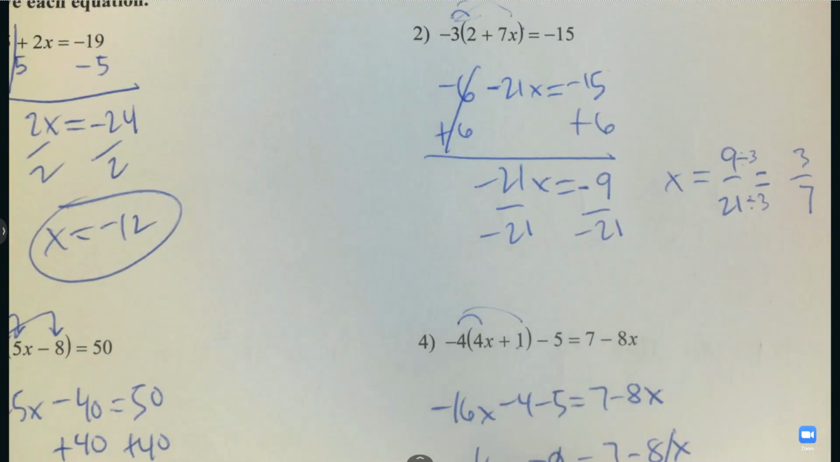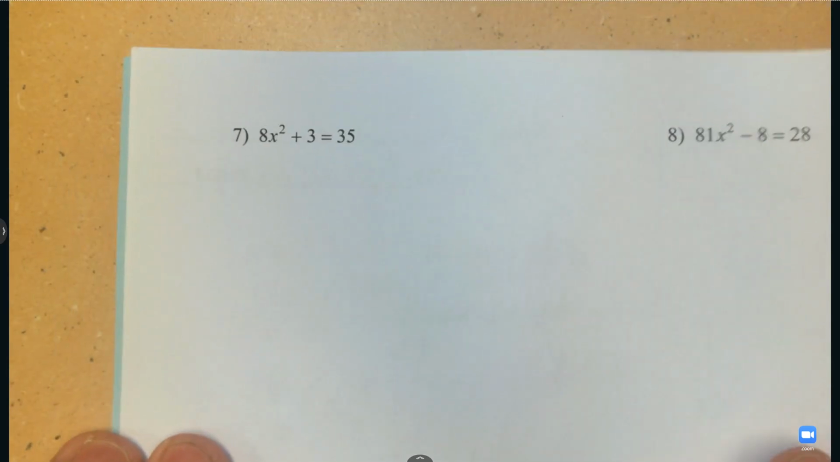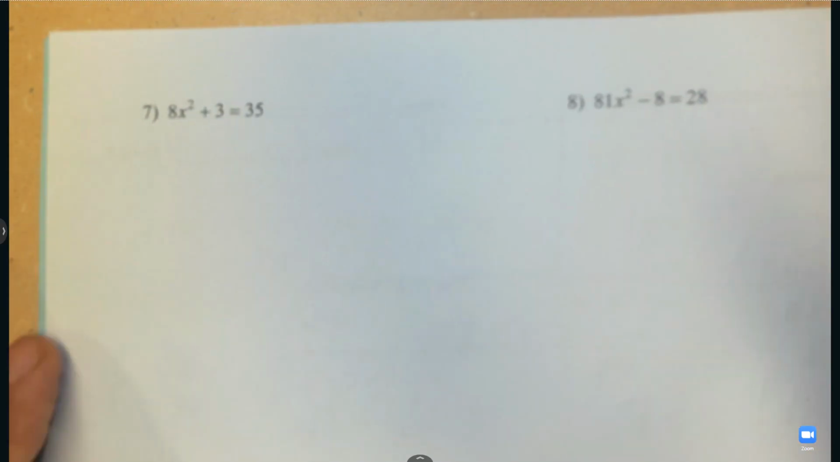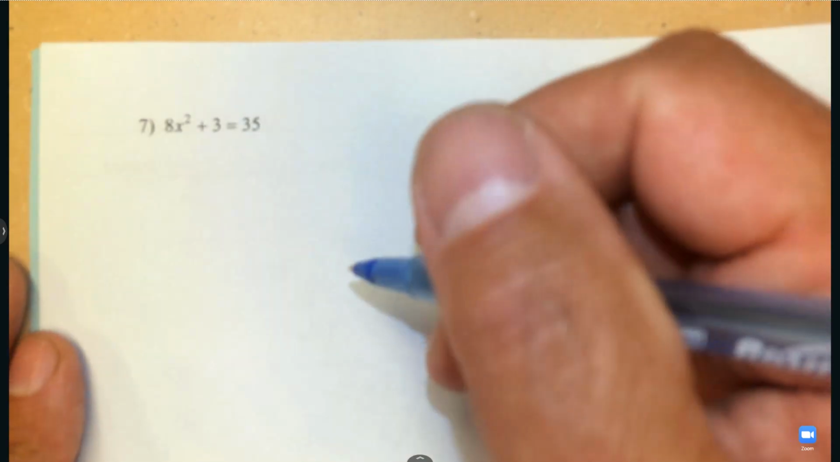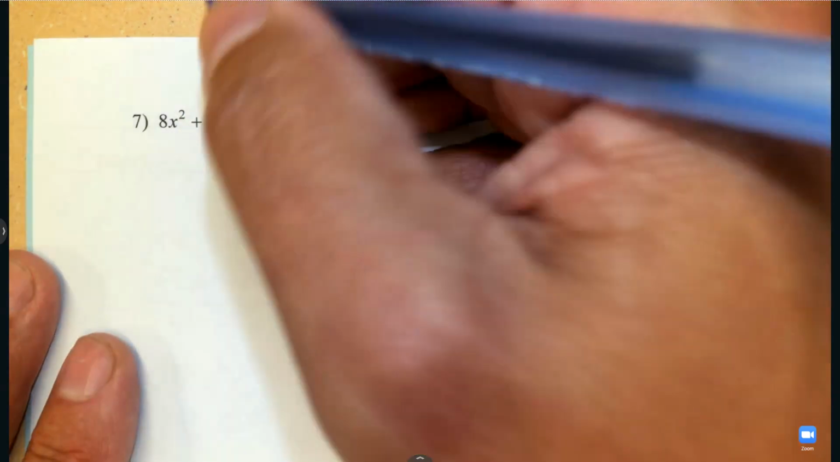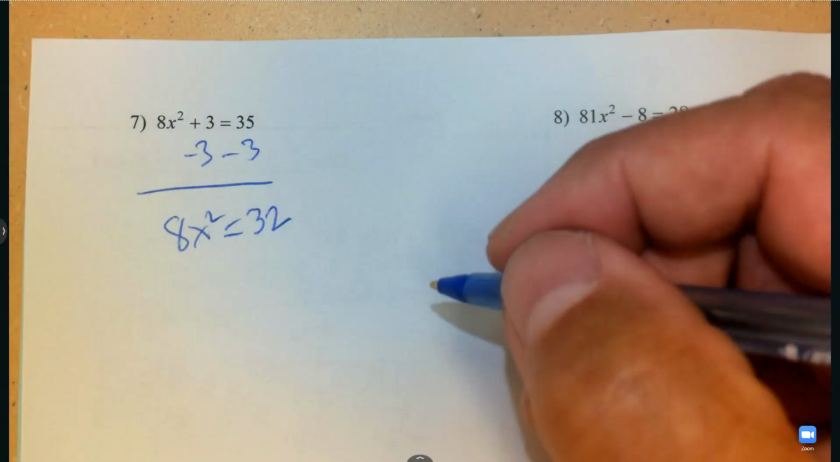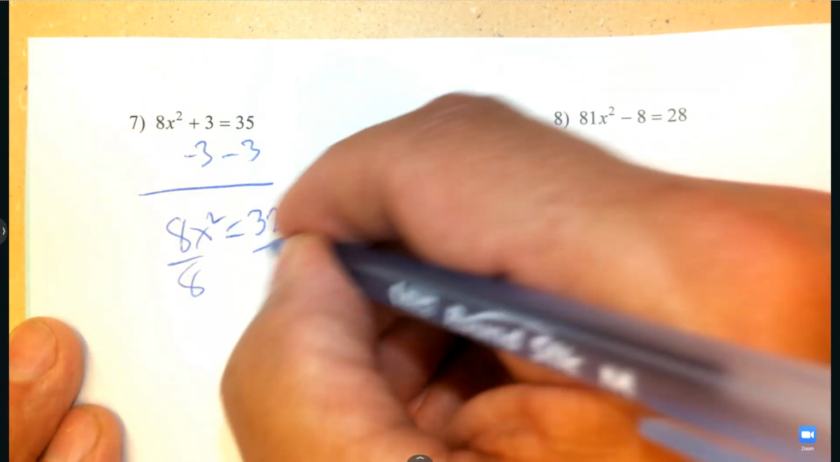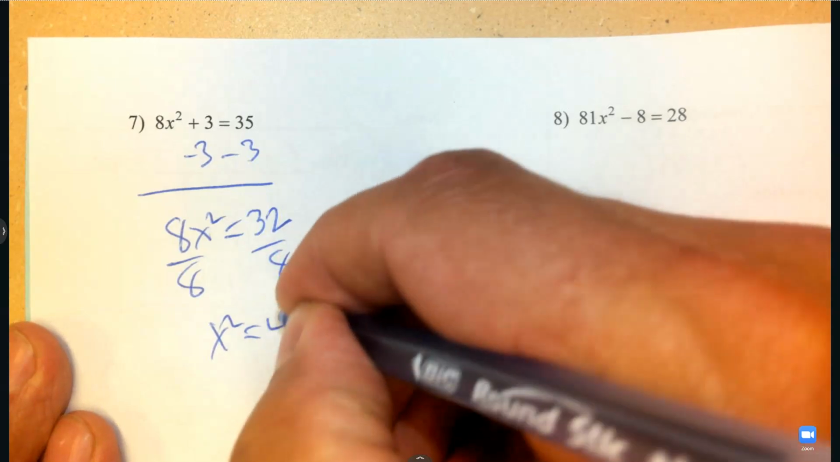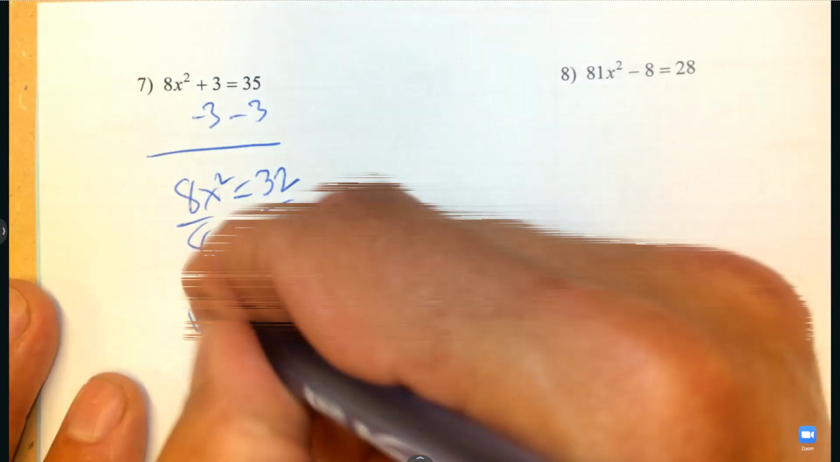All right, turn the page. Now these are quadratic situations. So we're going to take the skill we had for factoring, that was our first lesson, and do that too if we might need to. In this case, I only have an x squared, so I'm going to subtract 3. So 35 take away 3 is 32. I'm going to divide by 8. 32 divided by 8. And then I'm going to square root.